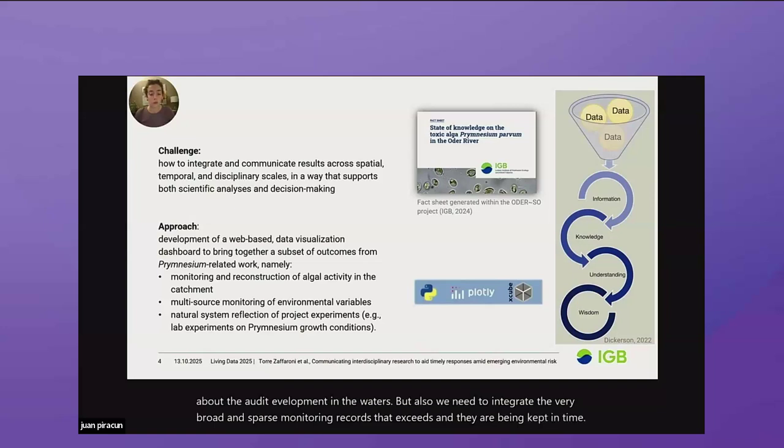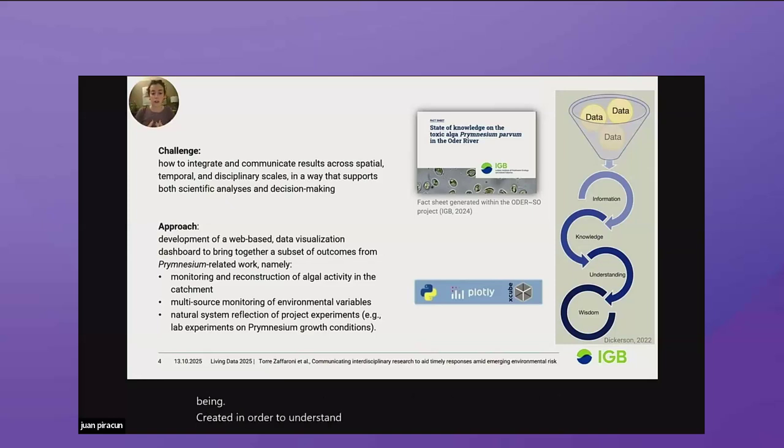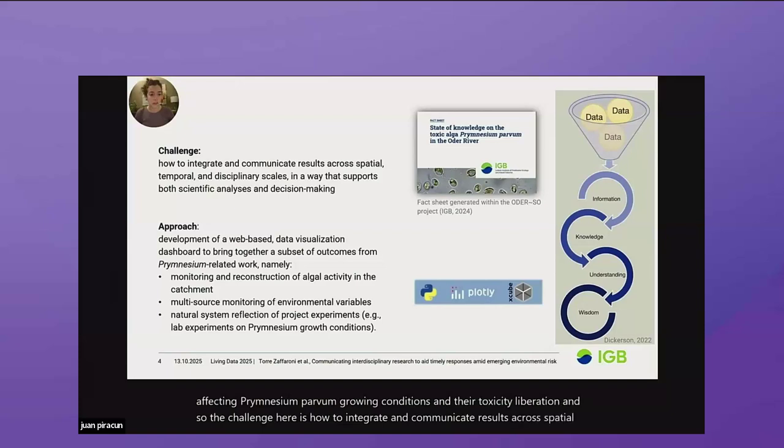And also we need to somehow integrate all the experimental work in the lab that is being created in order to understand the most relevant factors affecting Prymnesium parvum growing conditions and their toxicity liberation. And so the challenge here is how to integrate and communicate results across spatial, temporal, and disciplinary scales in a way that supports both scientific analysis and also decision-making, and very rapid decision-making in particular.